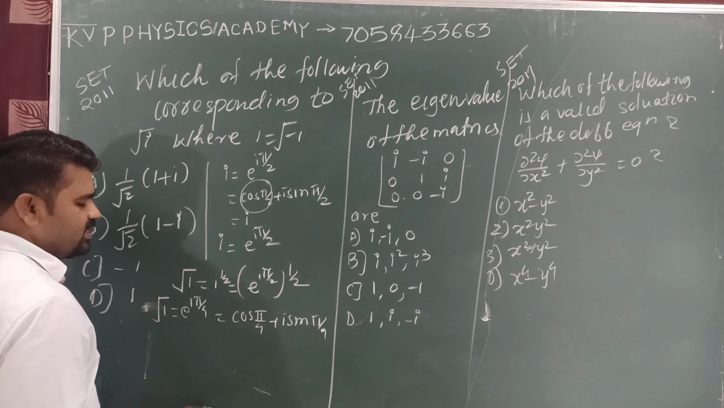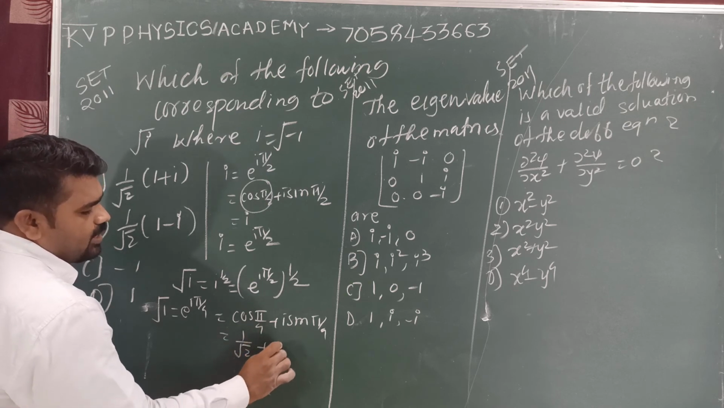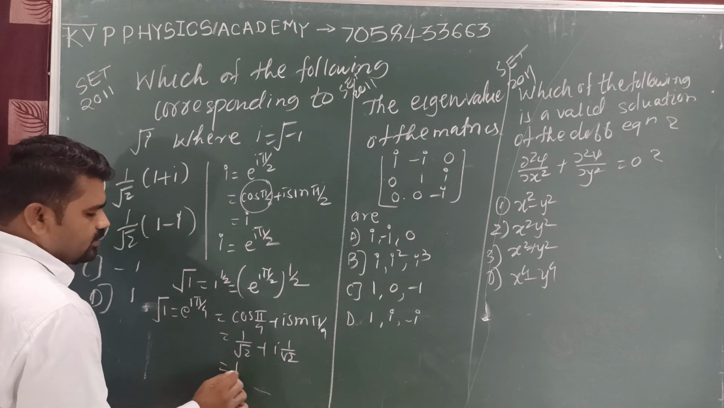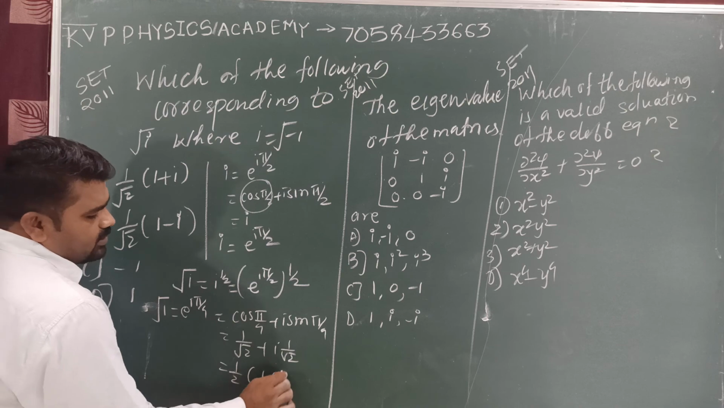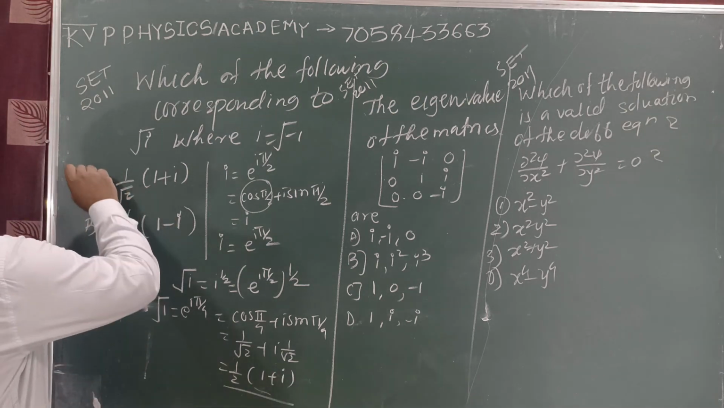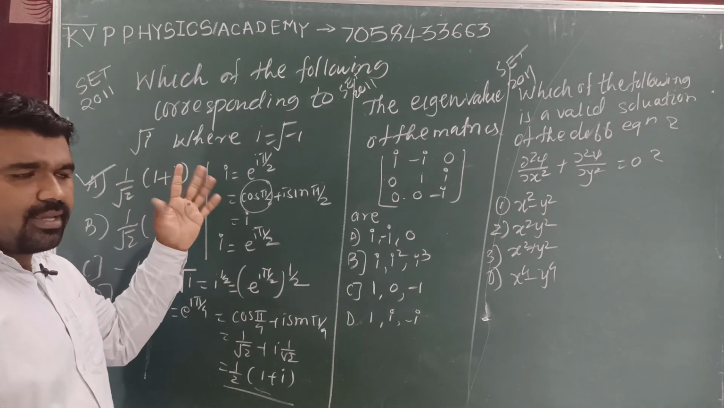So cos pi by 4 means cos 45, which is 1 by root 2, plus i sin 45, which is 1 by root 2. Here take 1 by root 2 common out. What is inside? 1 plus i. Which of the following options is correct? Option number A is correct. Just an adjustment of root i.